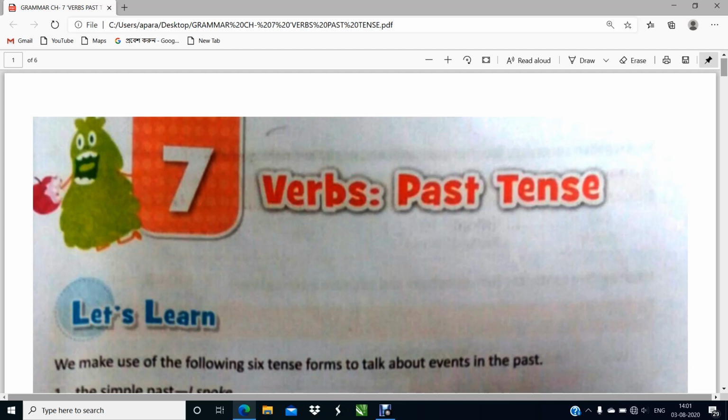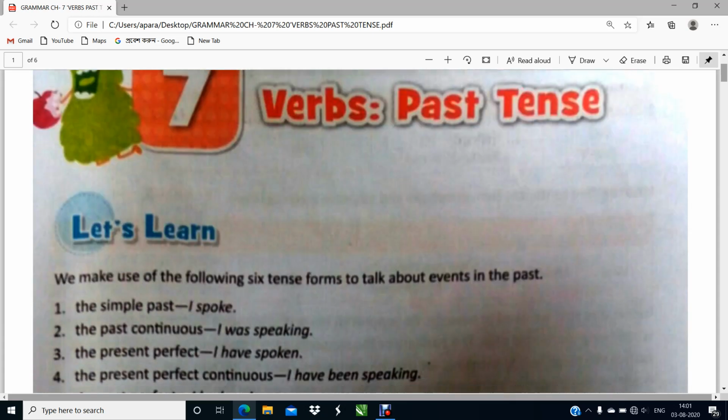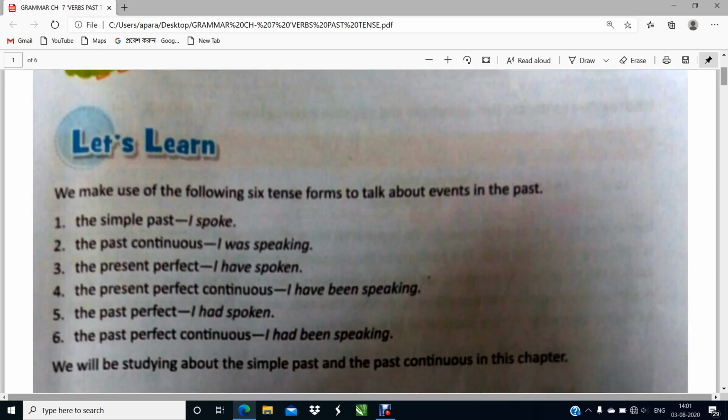That is verbs, past tense. It's based on verbs. When do we talk in the past? When do we do our work in the past? See here, there are 6 tense forms when we use past tense. We make use of the following 6 tense forms when we talk about events in the past.